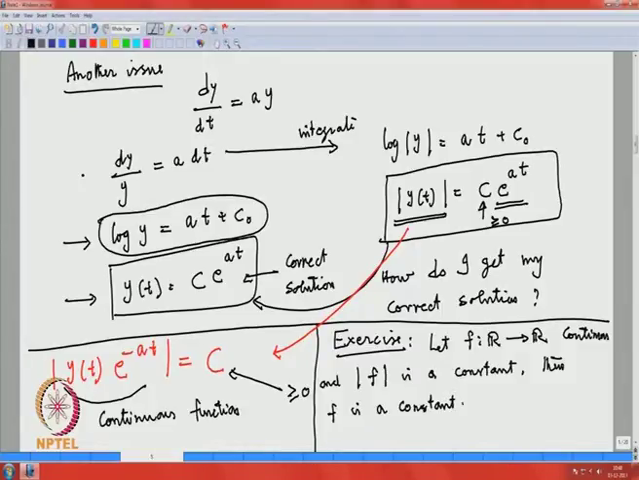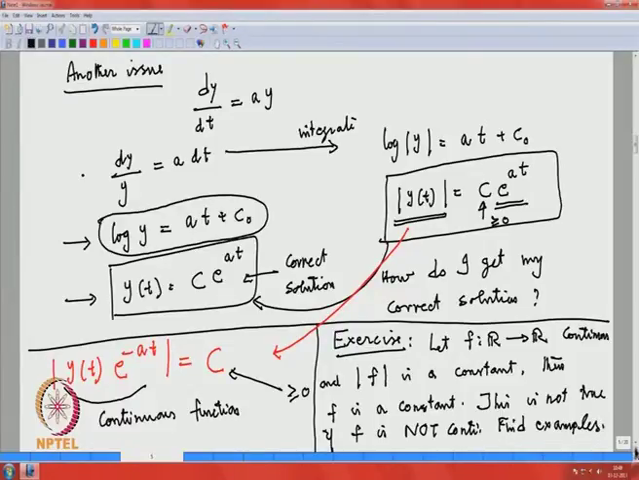Okay, that is the thing. If you have a continuous function whose modulus is constant, then the function is constant. This is not true if f is not continuous. Find the example, not continuous. Find examples. Trivial examples are available, but you can find that one.